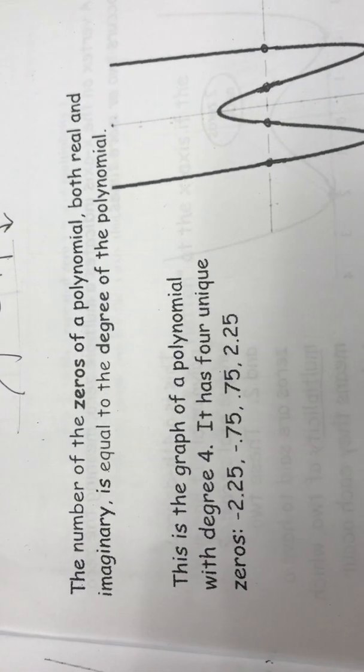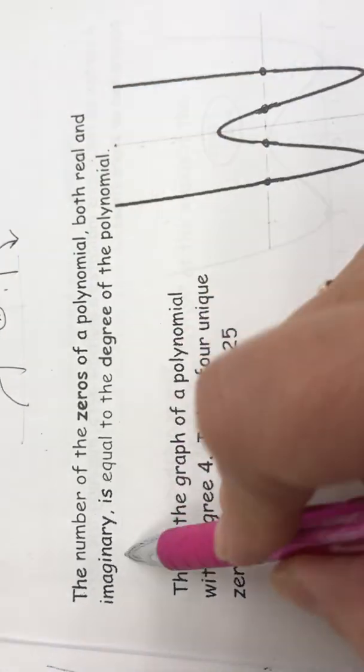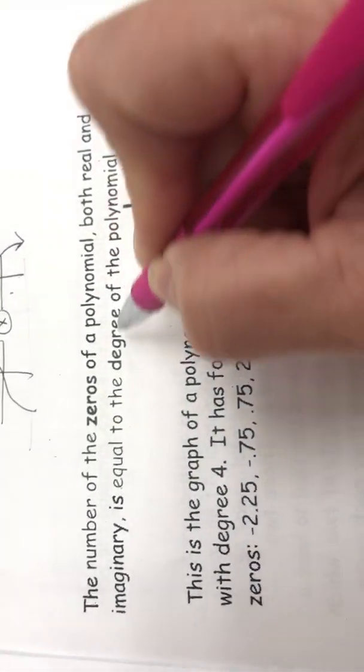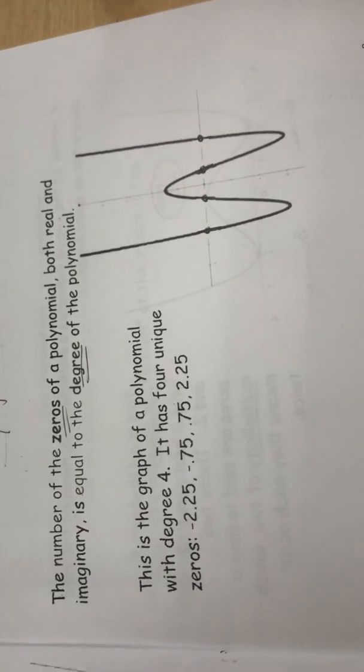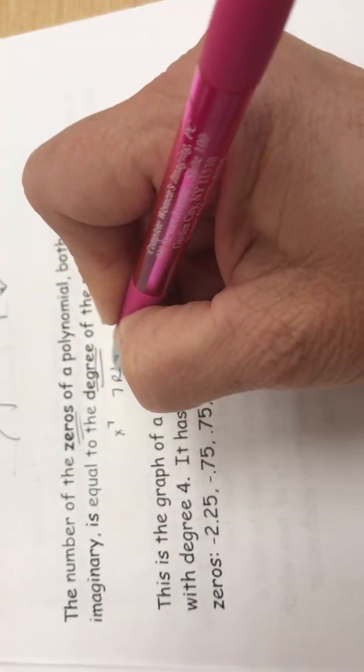The number of zeros of a polynomial, both real and imaginary, that's what we were talking about a moment ago, is equal to the degree. Okay, so we've said this so many times now. If something has x to the 7th, you're going to have 7 roots.